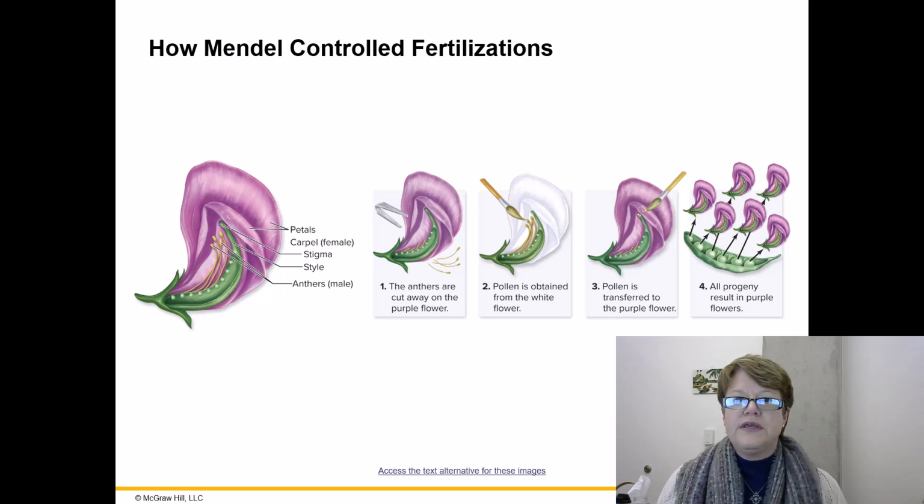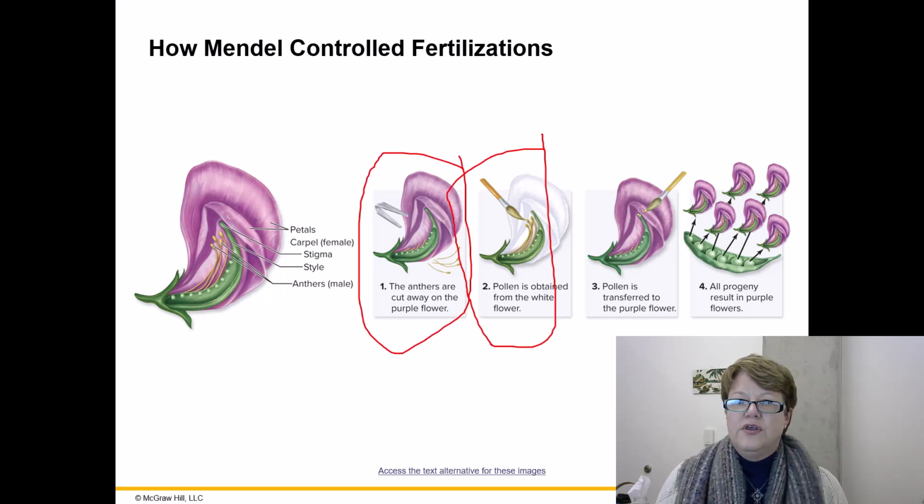What you can do with pea plants is, let's say this is your purple flower plant and this is your white flower plant. If you wanted to crossbreed them, what you do is you cut off the part of the flower that makes the pollen. So in this case, he cut off these anthers from the purple flower plant, which is where the pollen forms. So basically, he castrates the flowers on the purple flower plant. And then he can take the pollen from the white flower plant with a paintbrush, and he can then put it onto the ovary of the purple flower plant.